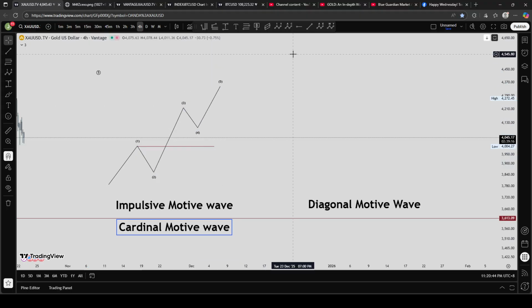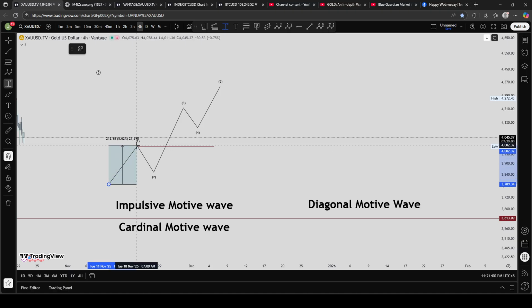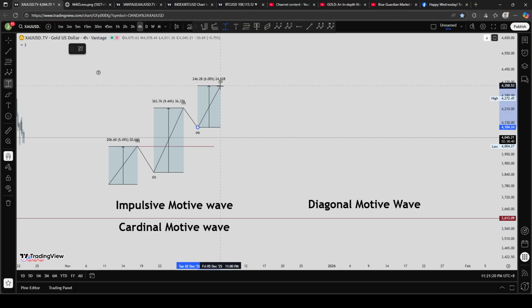When I say wave 3 must not be the shortest, for example, if you want to check whether your wave 3 is not the shortest among waves 1, 3, and 5, all you have to do is use the price range tool and plot it from the origin of your wave 1 to the peak of your wave 1. Then do the same for wave 3, origin of wave 3 to the peak of wave 3, and do the same with wave 5, from the origin of wave 5 to the peak of wave 5.